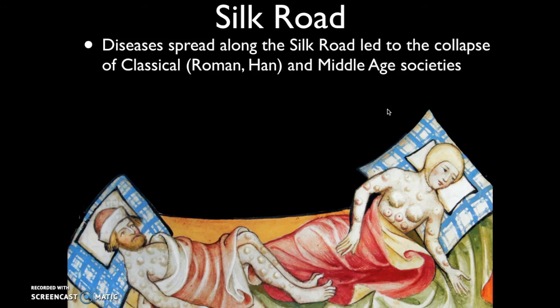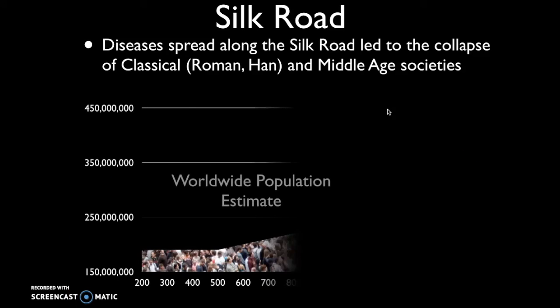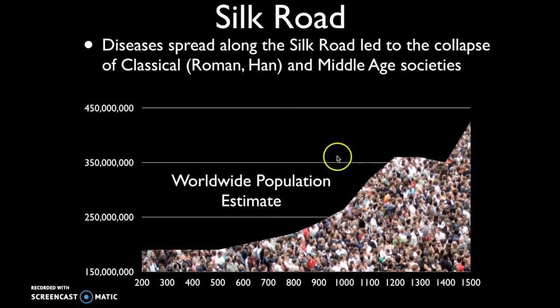Now, diseases are also going to spread along the Silk Road, which are going to lead to the collapse of various classical civilizations, the Roman and the Han we've discussed before, and also Middle Age societies. We'll talk about the spread of the bubonic plague. And so that explains this population dip right here that we have around 1340. The unlucky 1300s is where you see the major outbreak of the bubonic plague. And so you should be aware of that dip.